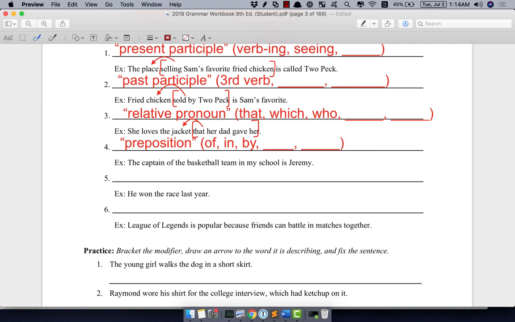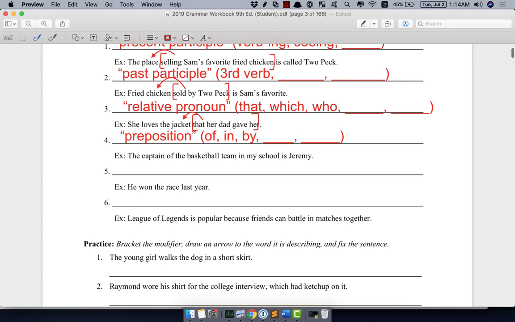And in this sentence, where are the preposition words, the modifier starters? They are here, of the basketball team. So of is one of them. So of the basketball team, put a bracket around that. And the next is, you see another one, another preposition? Of course you do. The answer is in. The word in here is a preposition. So in, and in what? In my school. So in my school, put a bracket around in my school.